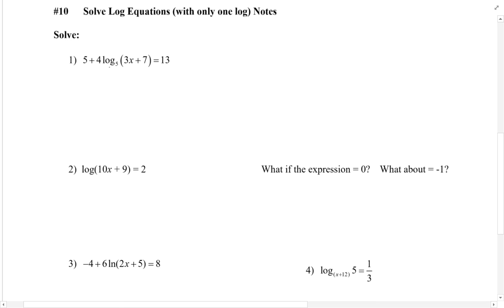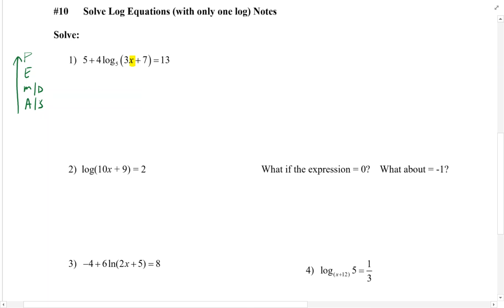We have 5 plus 4 times log base 5 of 3x plus 7 equals 13. Because there is only one variable in there, to isolate that variable we're going to do the order of operations backwards. The order of operations has parentheses, exponents, multiplication and division, and addition and subtraction. We're going to go backwards to undo them, so we're going to save the parentheses for the end.